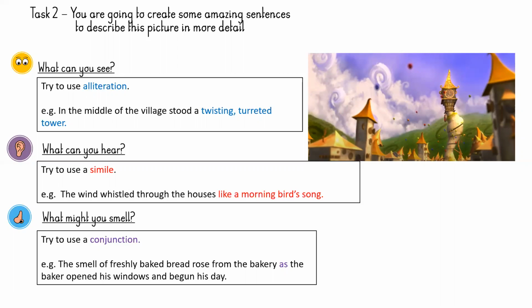Okay, so we are going to have a look using our senses at describing this picture even more, okay? And we're going to focus on these three things. So what can you see, what can you hear, and what might you smell if you're walking through this village, okay? And while doing that, we're going to also focus on these three literary techniques. So we're going to have a look at some alliteration, which I know you've done some work on with Mrs. Hall a couple of weeks ago, so you should be very good at that. We're going to have a look at using a simile, and we're going to have a look at using some conjunctions in our senses sentences.